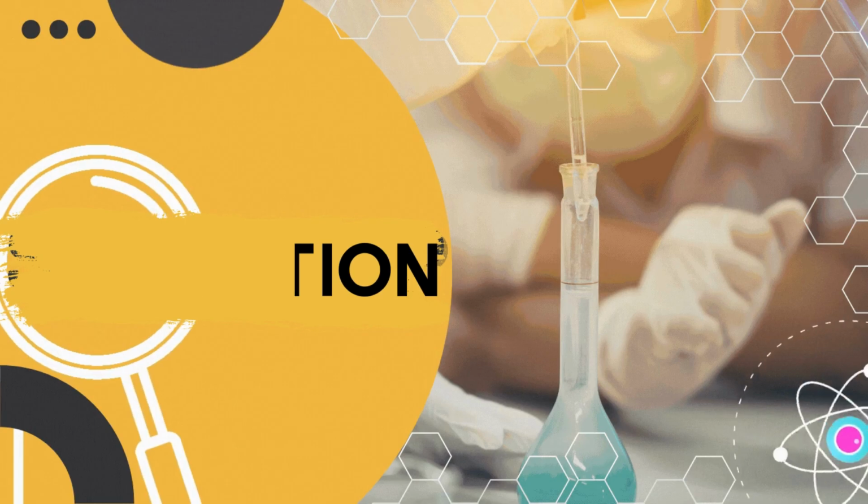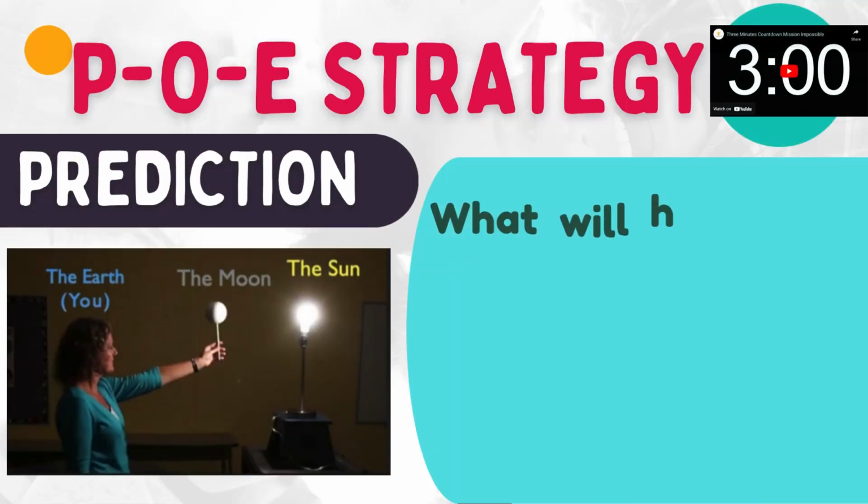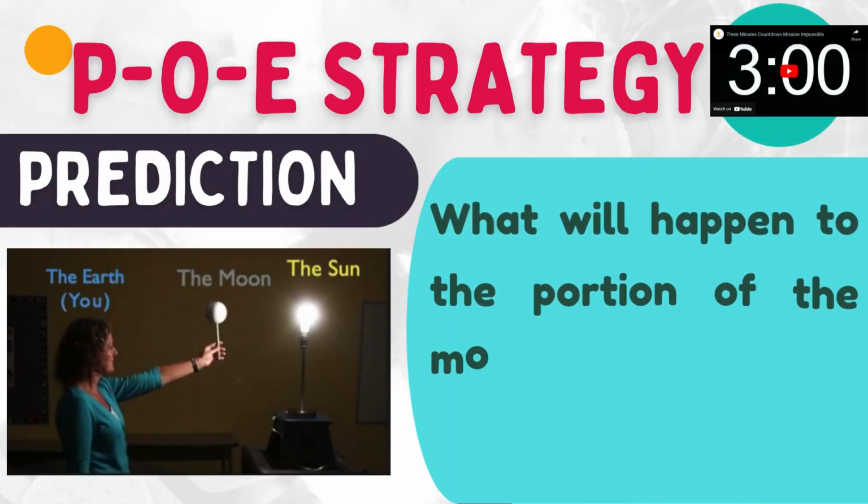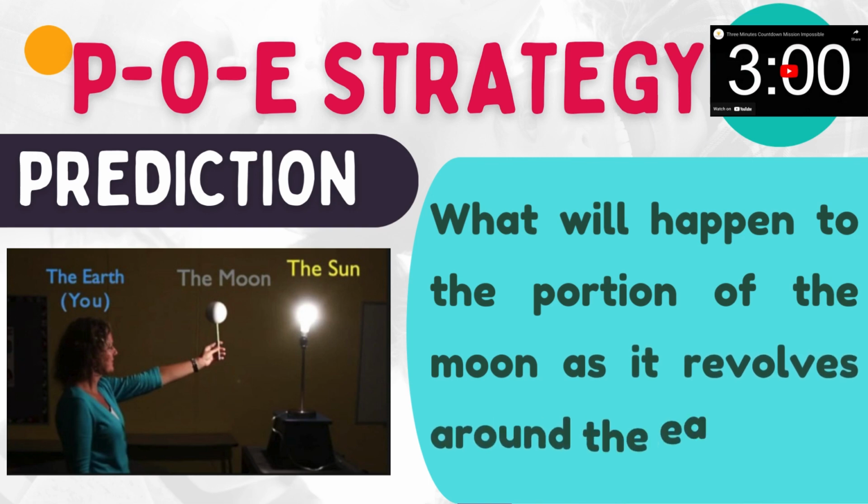Prediction. Take a look at the picture. The light bulb represents the sun, the ball represents the moon, and you as the earth. What do you think will happen to the portion of the moon as it revolves around the earth? Write your answer on your worksheet.